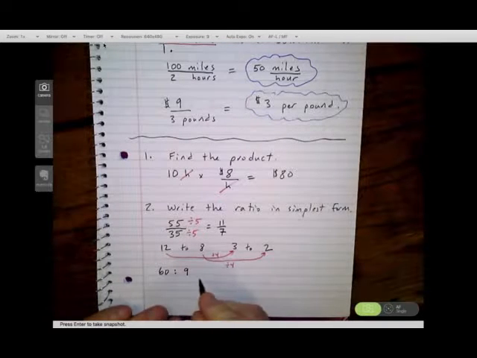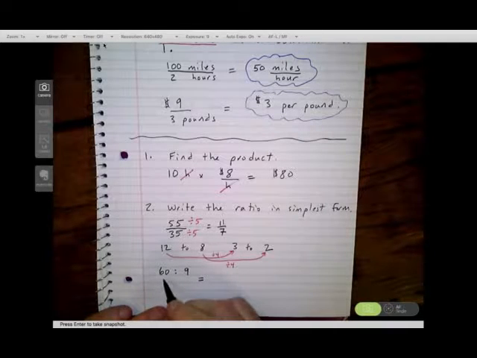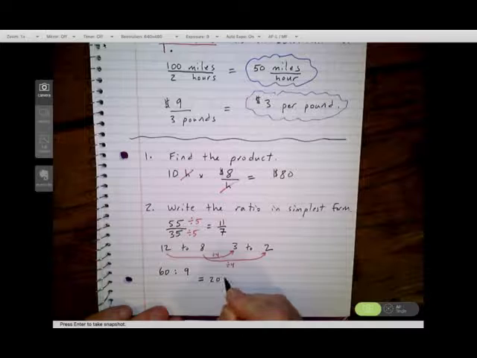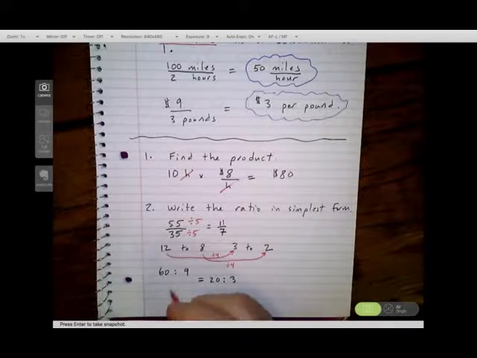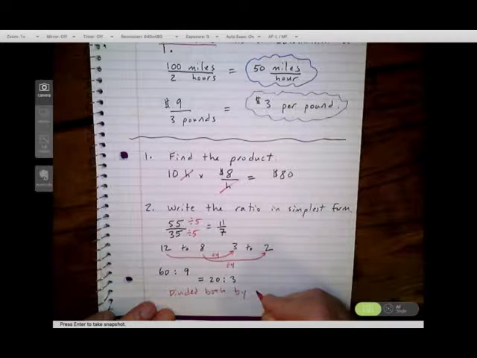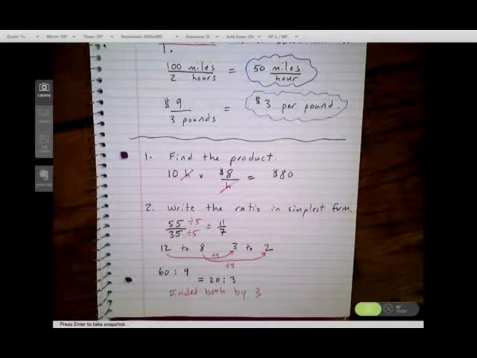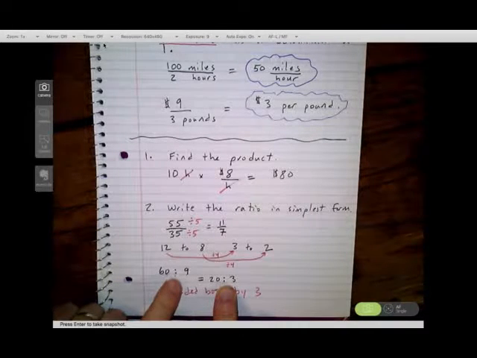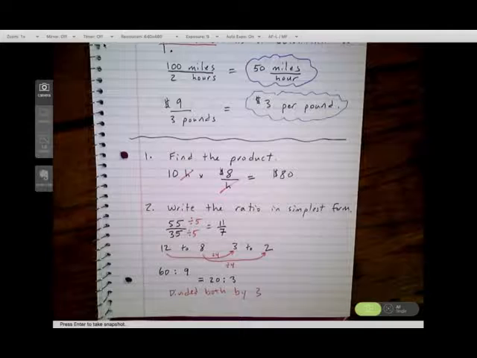So this one is going to be equal to, let me write it down here so it's not quite so messy. If I divide each of these by 3, 60 divided by 3 is 20. And 9 divided by 3 is 3. So again, what I did here was I divided both quantities there by 3 to get my simplified ratio, which was 20 to 3. And again, I'm going to write it the same way as it came in the problem with the colon.